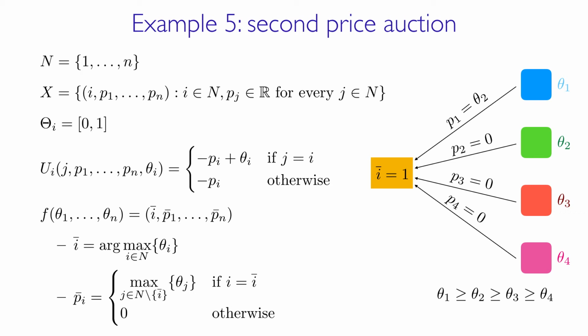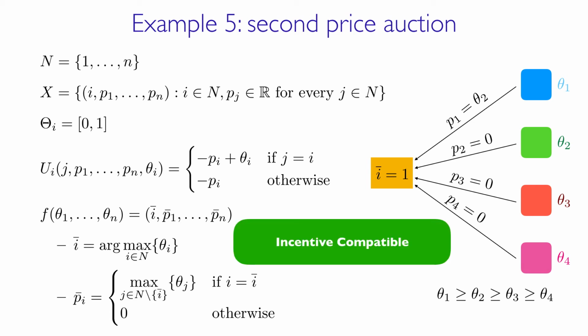Consider player 2. In order to have a utility different from 0, player 2 must be the winner. But if she is the winner, then her payment will be θ1, which is larger than θ2. So player 2 will be charged a payment that is larger than her value. The same holds for player 3 and player 4. So the second price auction is incentive compatible.